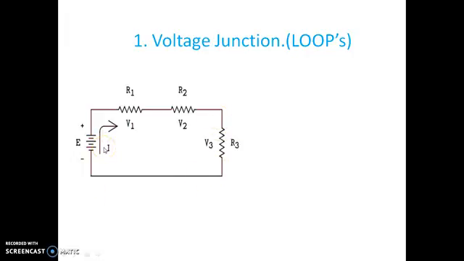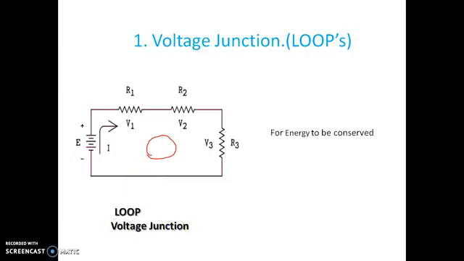And a closed path is formed in the circuit. This closed path is called a loop or voltage junction. So, as per the law of conservation of energy and from Ohm's law, we can write the equation of the circuit as follows: E equals R1 into I plus R2 into I plus R3 into I, or we can write this equation as E equals V1 plus V2 plus V3, or E minus V1 minus V2 minus V3 equals 0.